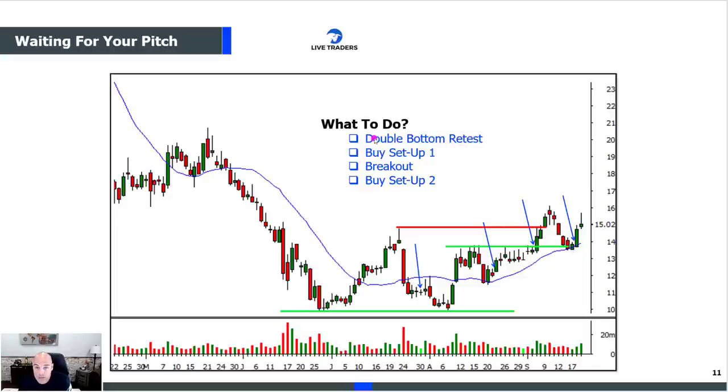So now we're starting to see fewer and fewer. Notice as we've gone from double bottom retest to buy setup one to breakout to buy setup two, as we move right on this chart, what's happening? We're getting fewer and fewer reasons not to take the trades. On the left, we had a lot of reasons not to take these trades. And as each trade moved over, each pattern, I can't even really give you a good reason not to take this trade. Honestly, it's that good.